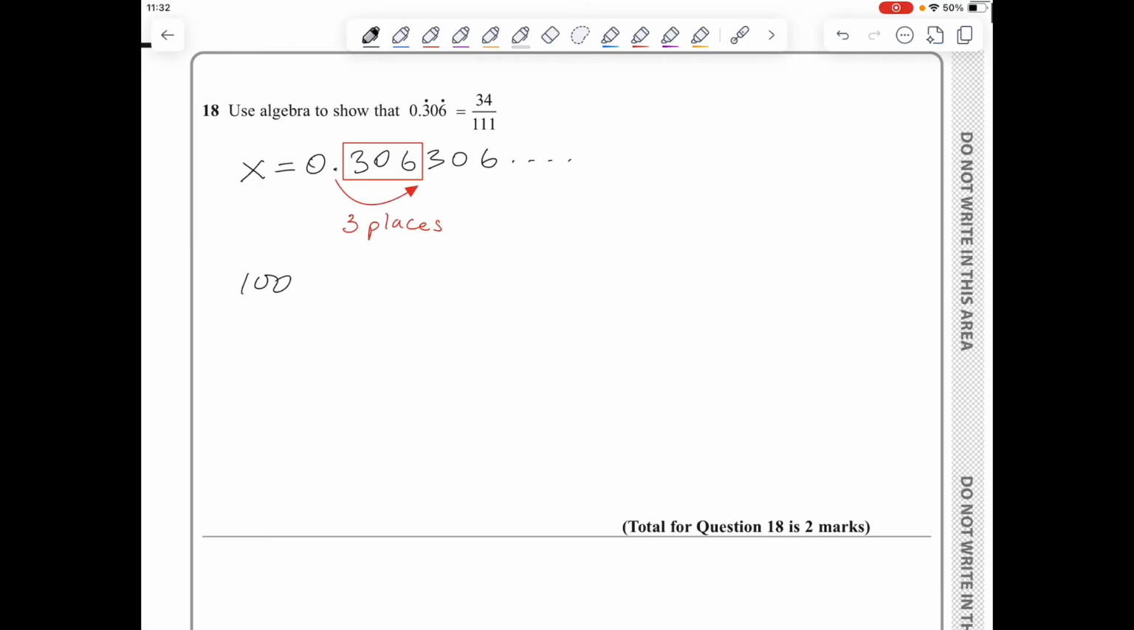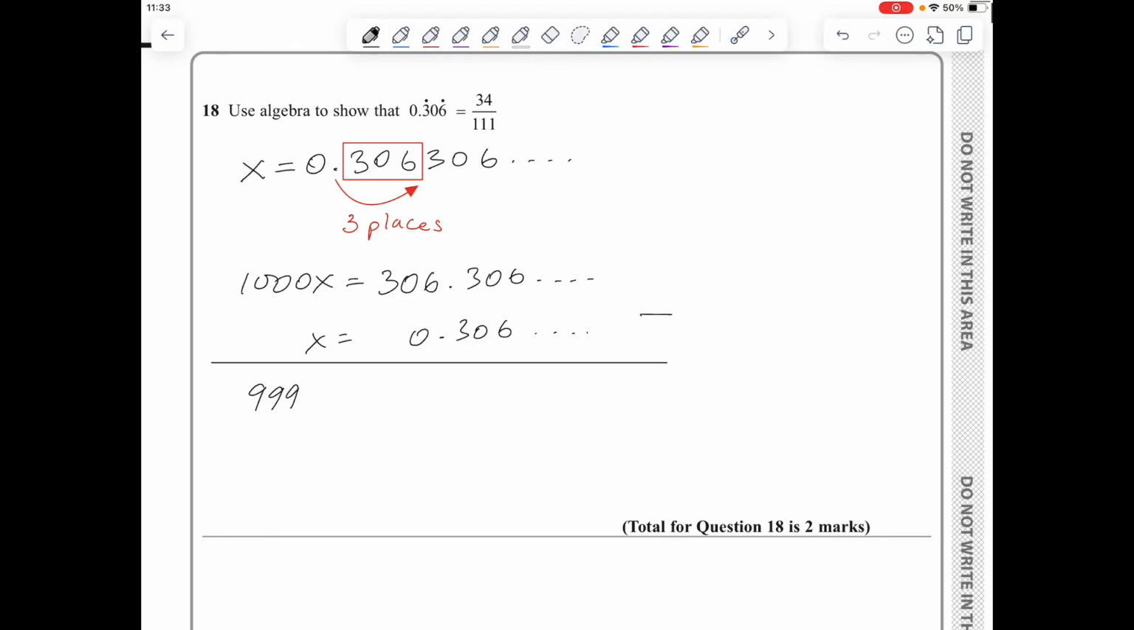Therefore, I'll have 1000x equals 306.306 and so on, and x is equal to 0.306 and so on. If I subtract those two, I will get 999x equals 306 without any decimals. So x is equal to 306 over 999, and you can simplify this to 34 over 111 as required.